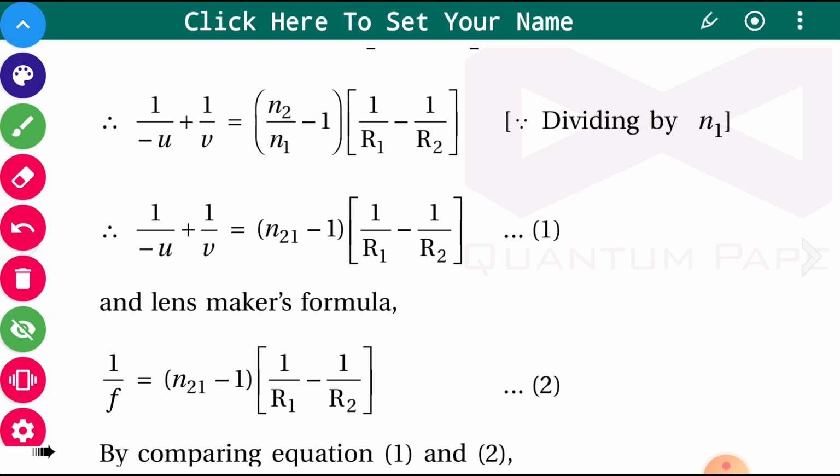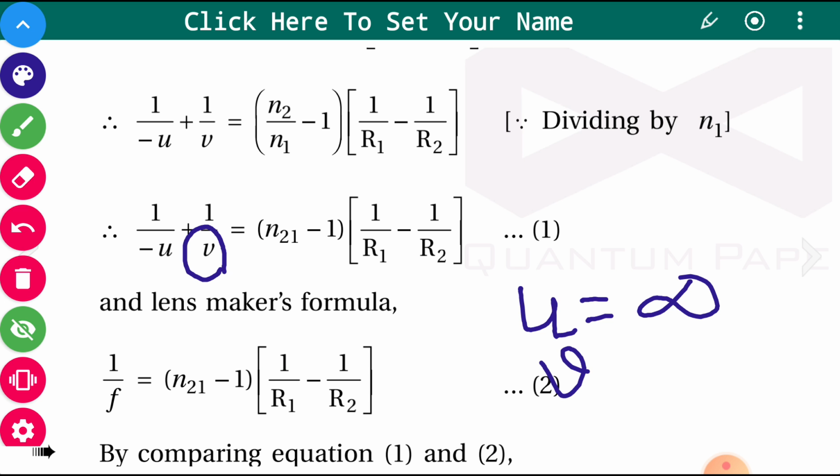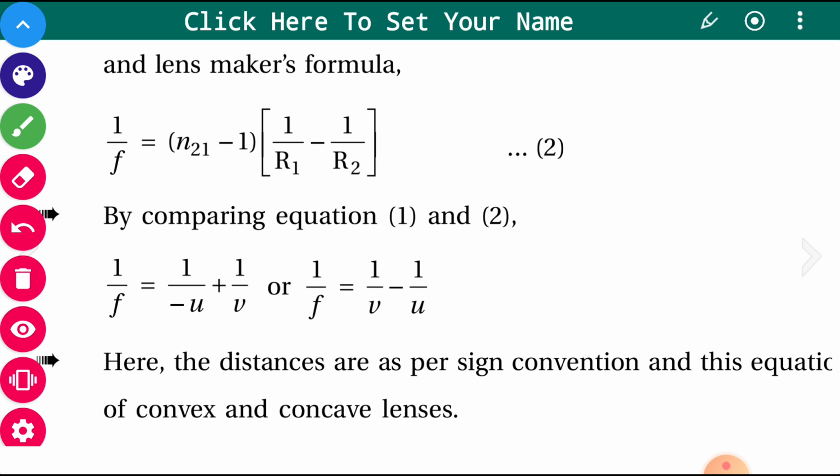Now if u is equal to infinity, then the object is at infinity. Then this 1 upon infinity will become 0, and image distance v will be equal to its focal length. So 1 upon f is equal to n2 upon n1 minus 1 into 1 upon r1 minus 1 upon r2. This equation we have obtained.